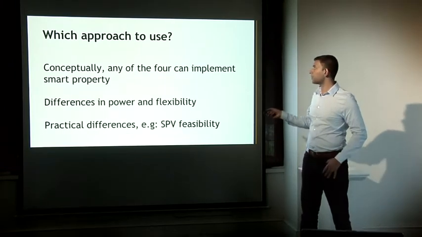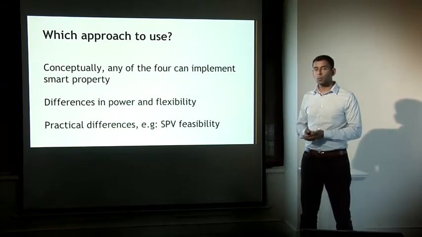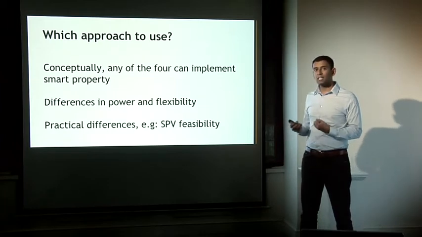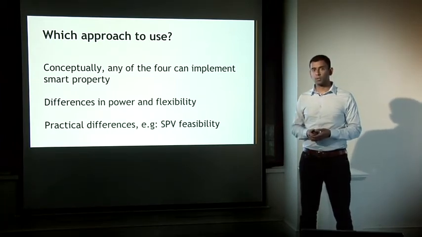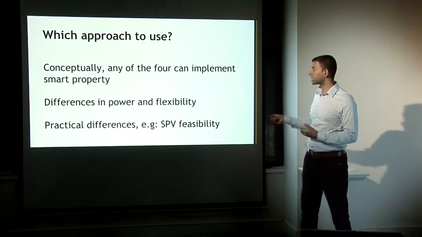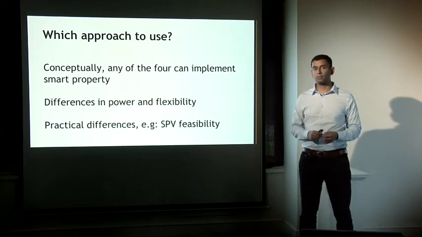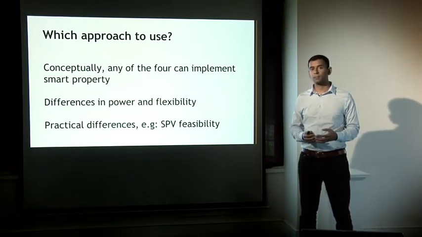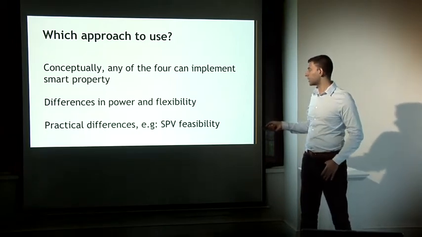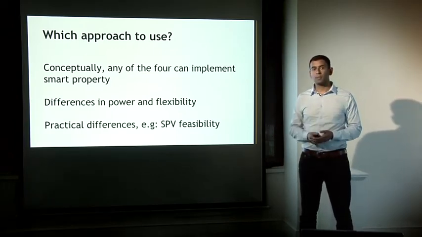Coming back to smart property, though, let's think about which of these approaches might be best. Well, from a conceptual point of view, any of these is powerful enough to accomplish what we wanted. But when you start to get to more powerful contracts, then there are going to be a lot of differences between the four approaches and the level of power and flexibility that they offer. But another practical consideration also to keep in mind is that various things like SPV, simplified payment verification proofs, are going to be more or less feasible in some approaches compared to the others.